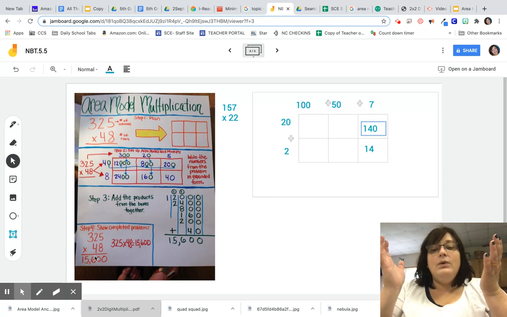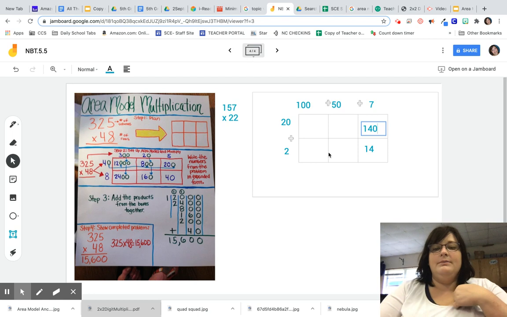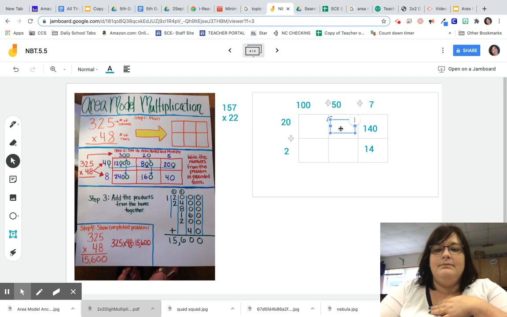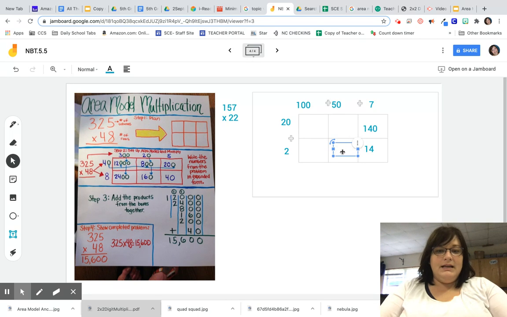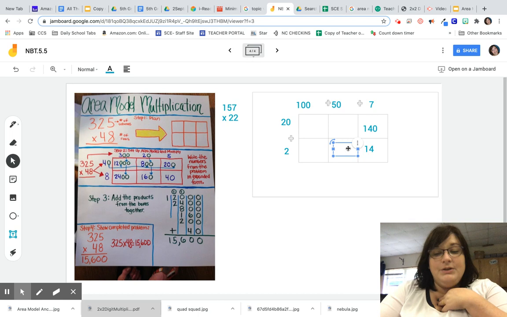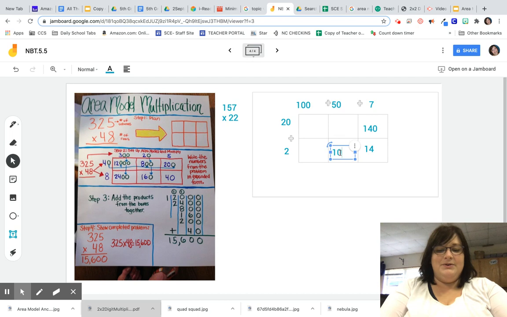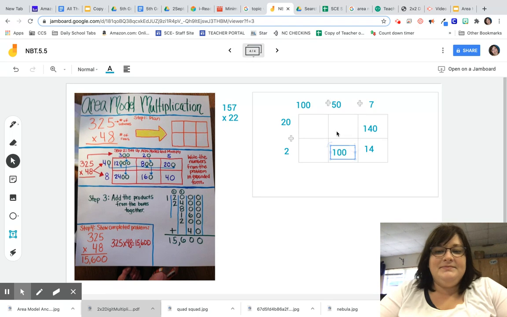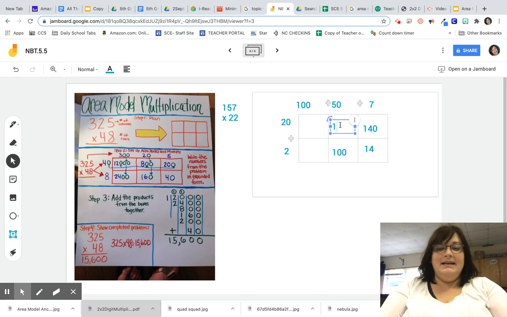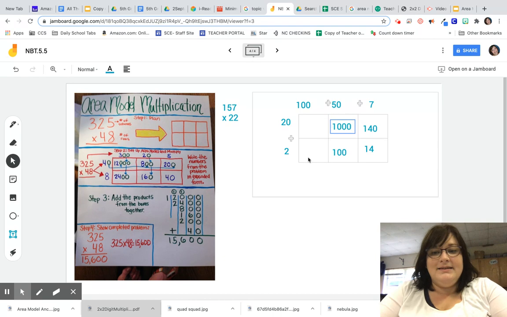We have our 1 column completely done. I'm going to move on to my tens column. Here is my tens column. First thing I'm going to do is multiply 50 times 2. And 50 times 2 is, I just gave it away, it's 100. Very good. Then I'm going to multiply 50 times 20. And 50 times 20 is actually 1,000.